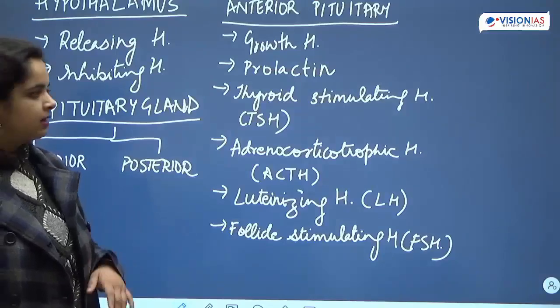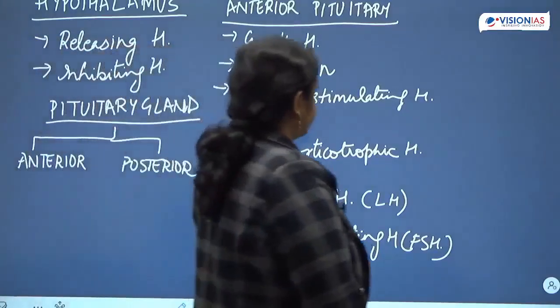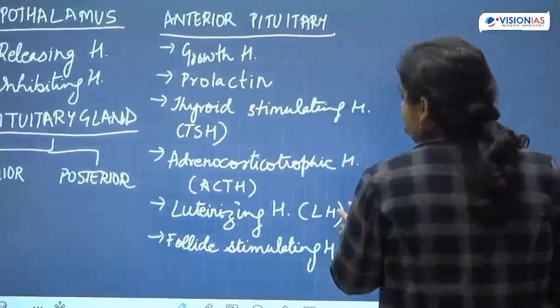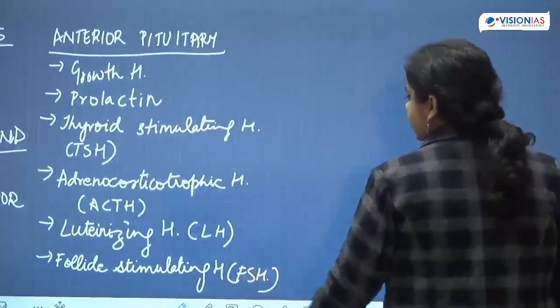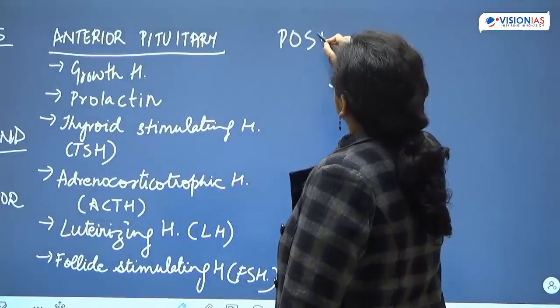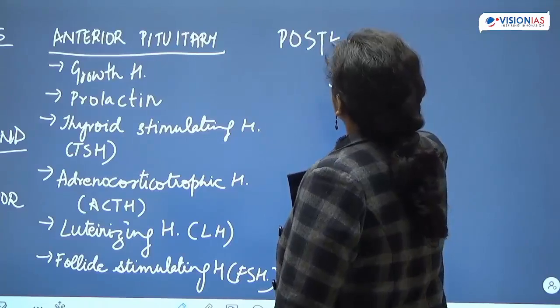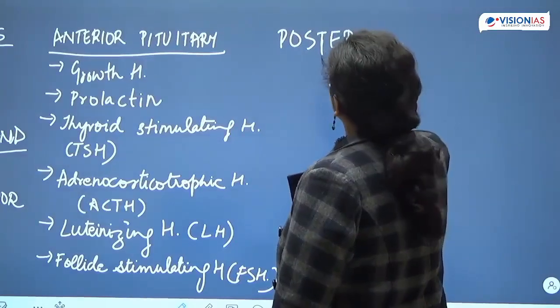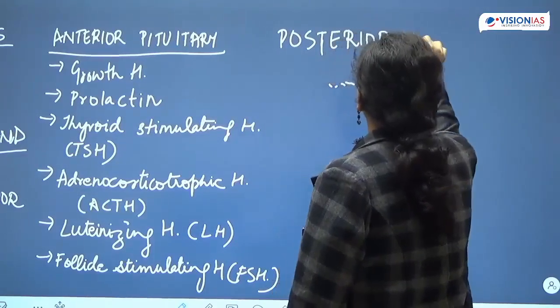Okay. Let's go to the posterior pituitary. In the posterior, only 2 hormones are there, so fewer things for you to learn.